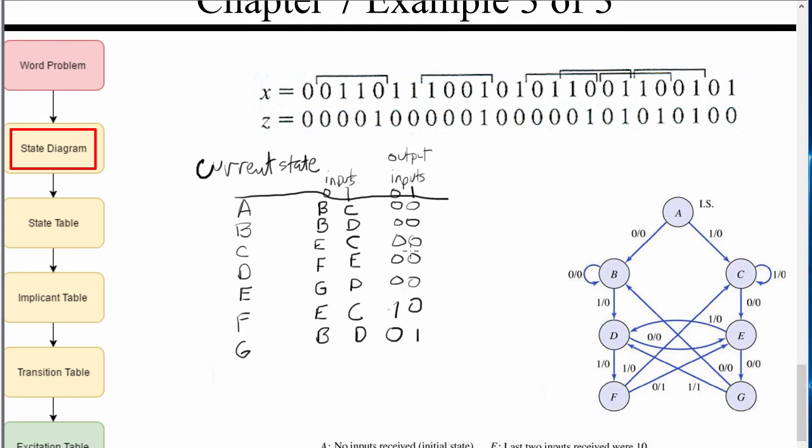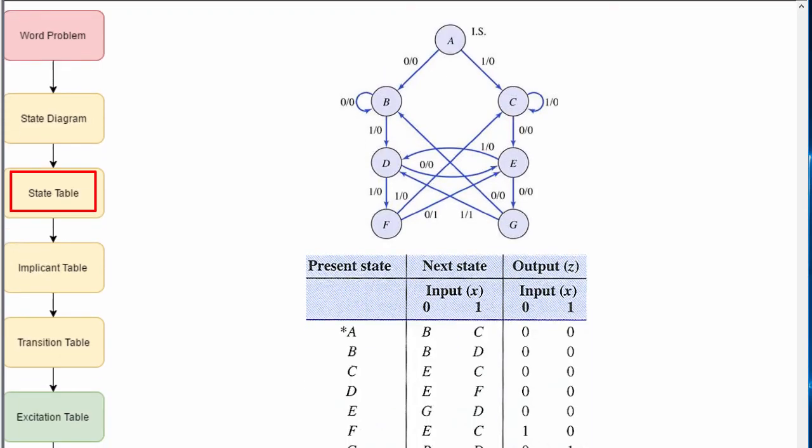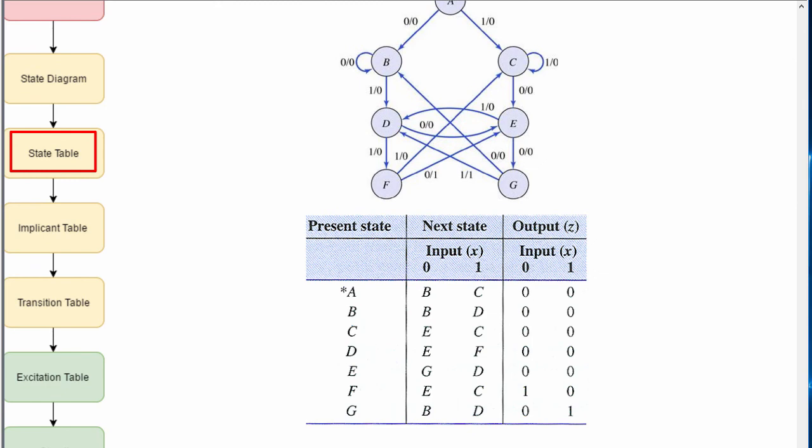All right, so we're checking D. If we're at D and we get a 0, we go to state E. Oh, I got them backwards. If we're at D and we get a 0, we go to state E. And if we're at D and we get a 1, we go down here to F. All right, so I just had them backwards. Now let's check. Yeah, E and F. All right, we're done.